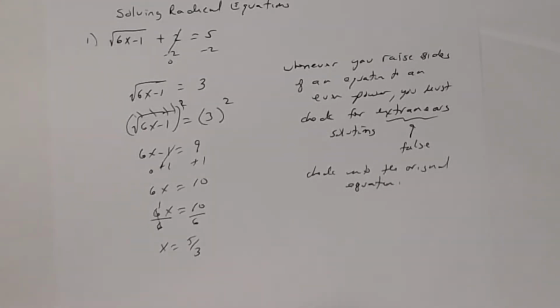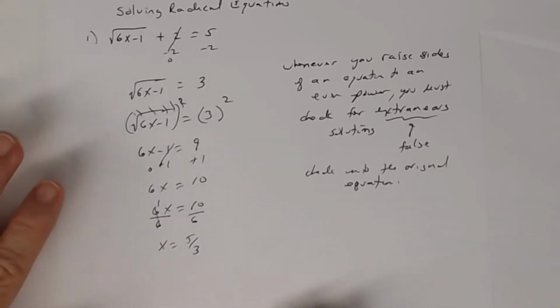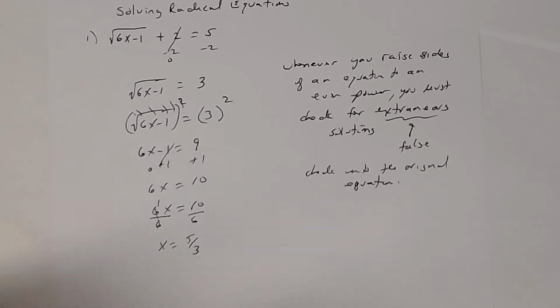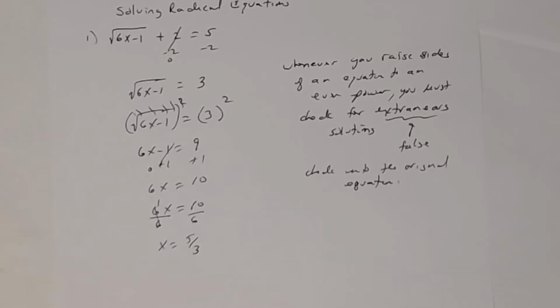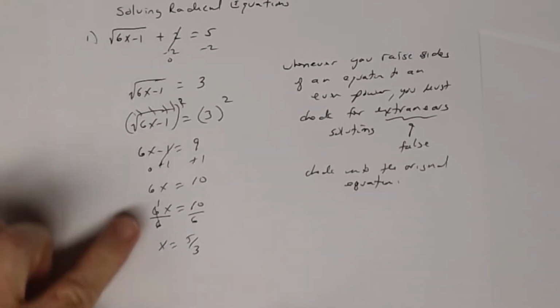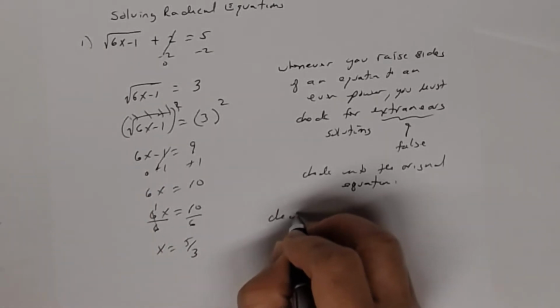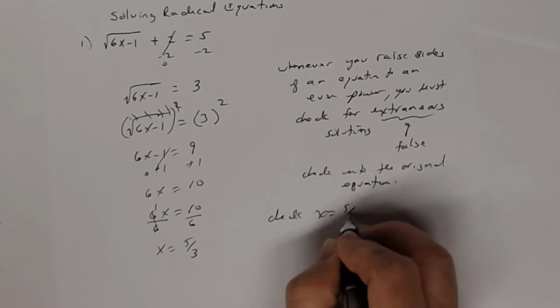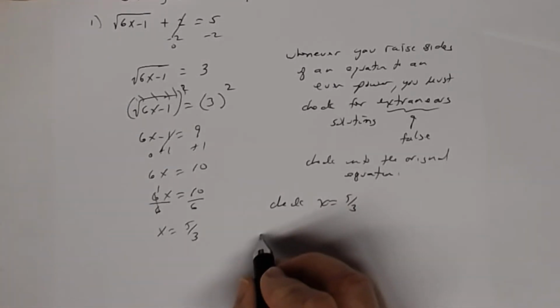Okay, so that's one of the things that some students forget to do when they solve a square root equation: they forget to check the solution at the end. They forget about the idea of those extraneous roots, the extraneous solutions. So all you do is go back to the original, and where we see the variable x, you substitute 5/3. So let's go ahead and check this. Let's check to see if x equals 5/3. So always go back to the original.